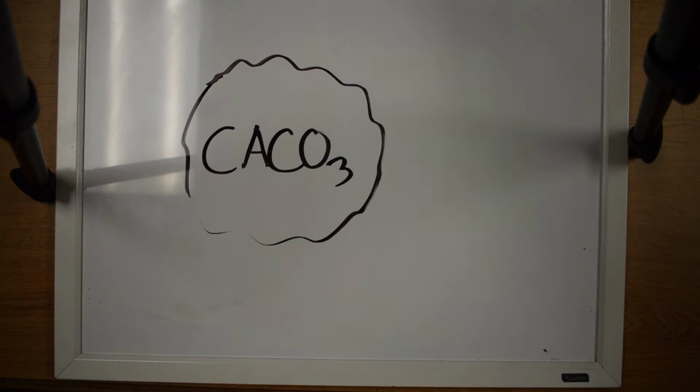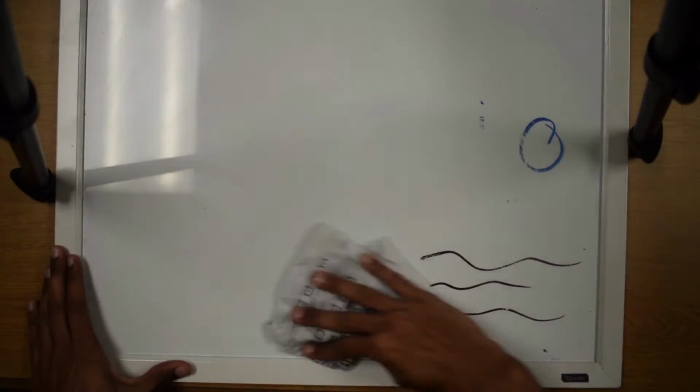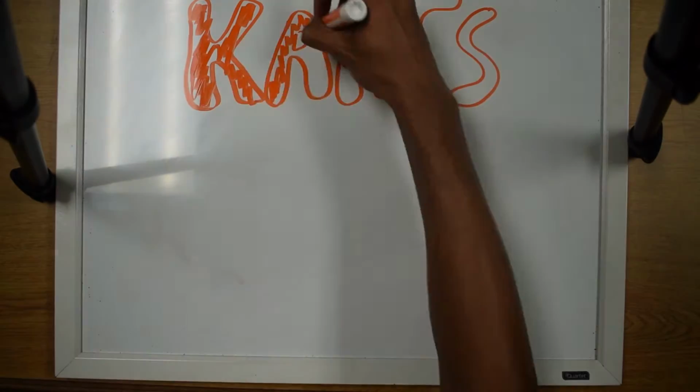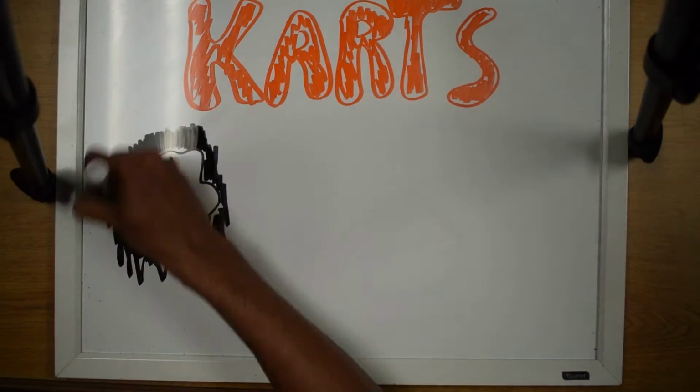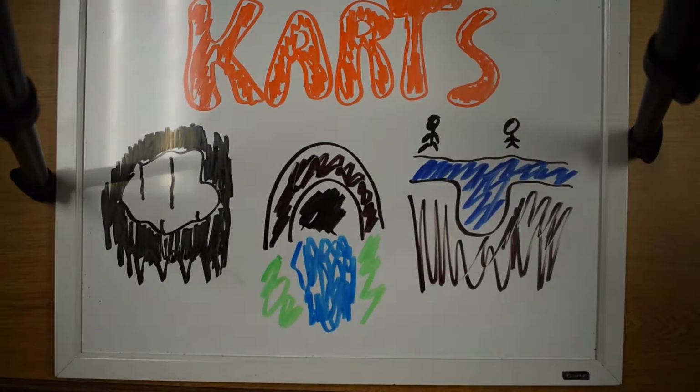Karst is an area of land made up of limestone, or calcium carbonate, which is a soft rock that dissolves in water. Karst are often characterized by sinkholes, caverns, caves, and underground streams. But how does a karst form?